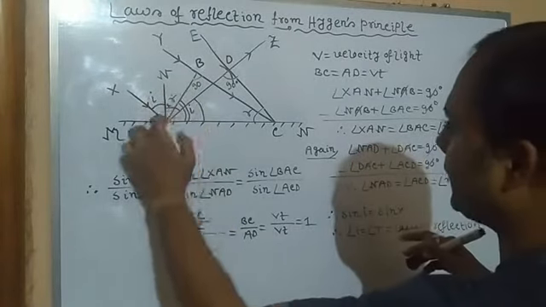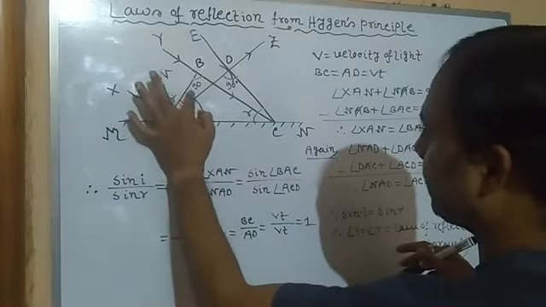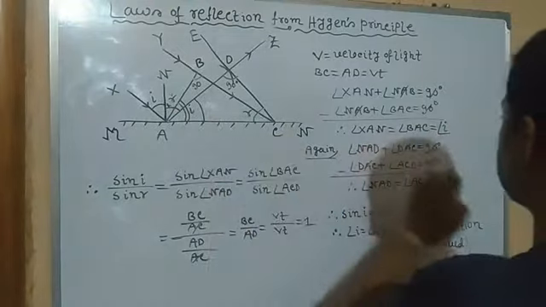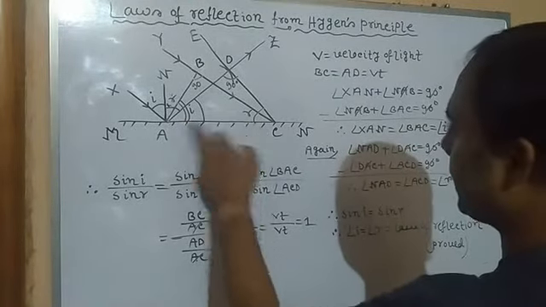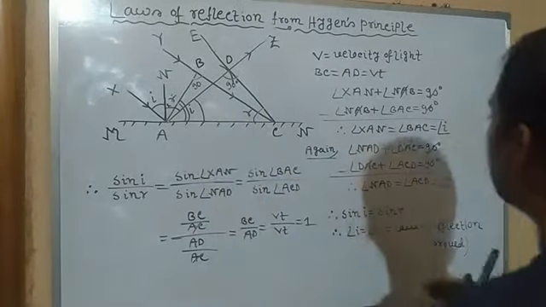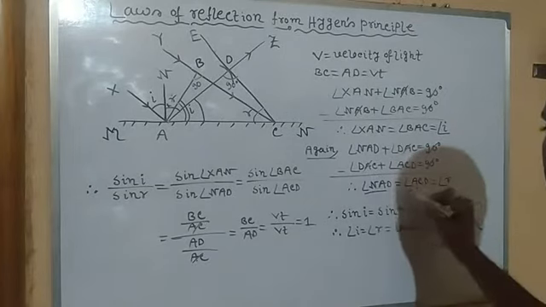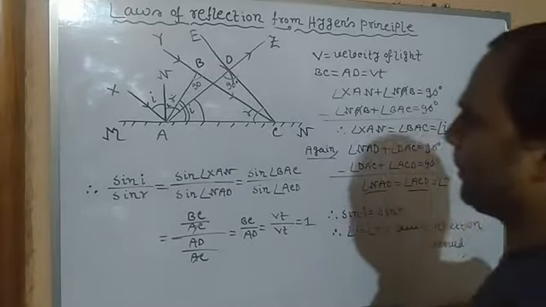NAB plus BAC, isn't it? Total angle is 90 degrees. This angle plus this angle is 90 degrees. Now this angle plus this angle is 90 degrees: NAD plus DAC. Again DAC, this angle, plus ACD is 90 degrees, because this is a 90 degree angle. So DAC cancels. So we have got NAD equals ACD. Very clear. Again I am repeating.